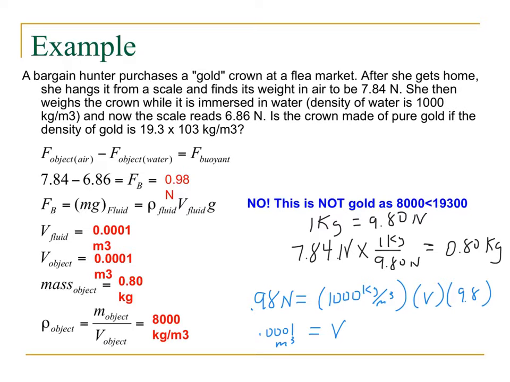Now the first thing we need to do is find the buoyant force of our crown. And so to find our buoyant force of our crown, we're going to take the force of the object in air, which was our 7.84 newtons, subtracting the force of the object in water, which is 6.86 newtons. And so we're going to get the buoyant force as being 0.98 newtons.